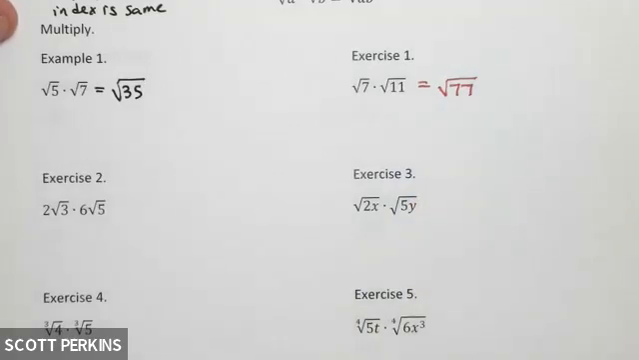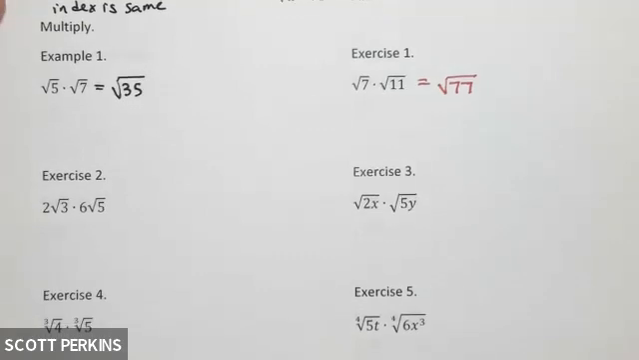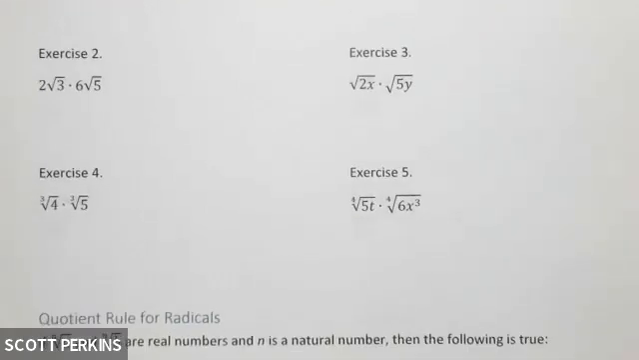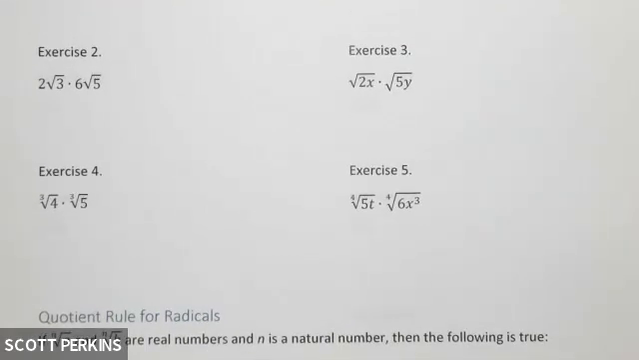My next exercise that I have for you right below that, exercise 2, I just want to make the point with this that when you are multiplying, you don't cross over. You multiply coefficients by other coefficients, and you multiply the stuff under radicals by other stuff under the radicals. You don't cross over. So give that one a try, see how you do.